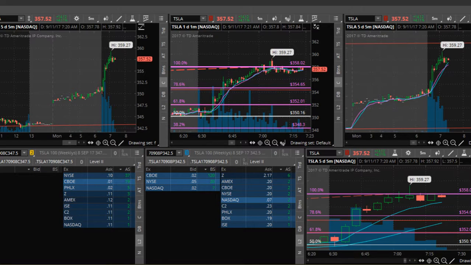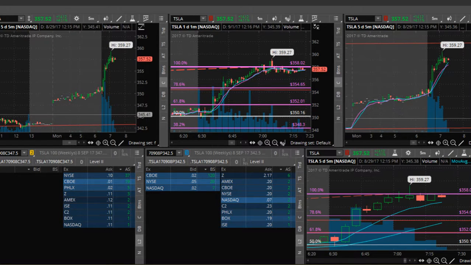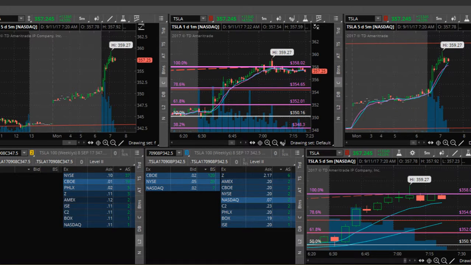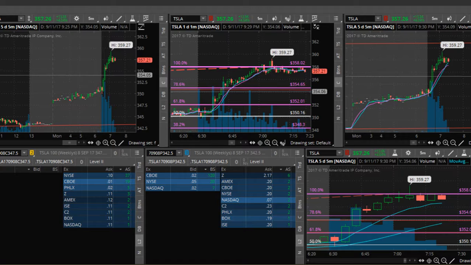Cool. Cool, it is looking like a pullback finally. Is that finally what we wanted? Can it be? Will Tesla finally fall?